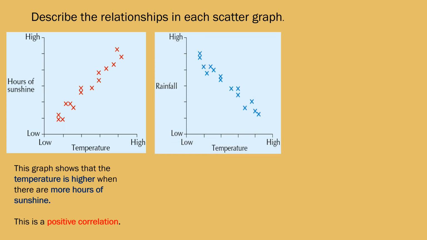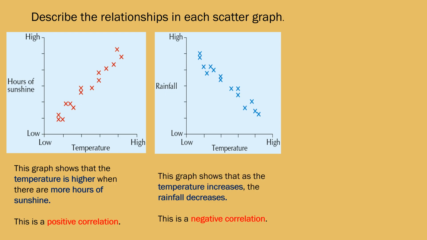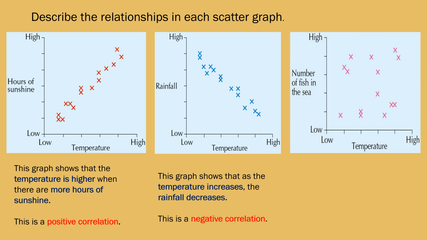Here's the second graph. This graph shows that as the temperature increases, the rainfall decreases. As you can see, the trend is decreasing from the top left to the bottom right. So as the temperature increases, the rainfall decreases. So this is a negative correlation.